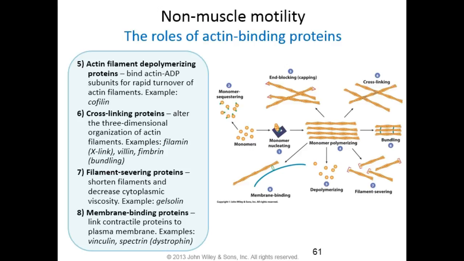Number 8, membrane-binding proteins that link contractile proteins to plasma membranes. Examples are vinculin, spectrin, and dystrophin. Much of the contractile machinery of non-muscle cells lies just beneath the plasma membrane. Usually microfilaments attach to a membrane indirectly via peripheral proteins. The forces generated by contractile proteins act on the plasma membrane, causing it to protrude outward, like during cell locomotion, or invaginate inward, like during phagocytosis or cytokinesis. These activities are generally facilitated by linking actin filaments to the plasma membrane indirectly by attachment to peripheral membrane proteins, like vinculin and spectrin.